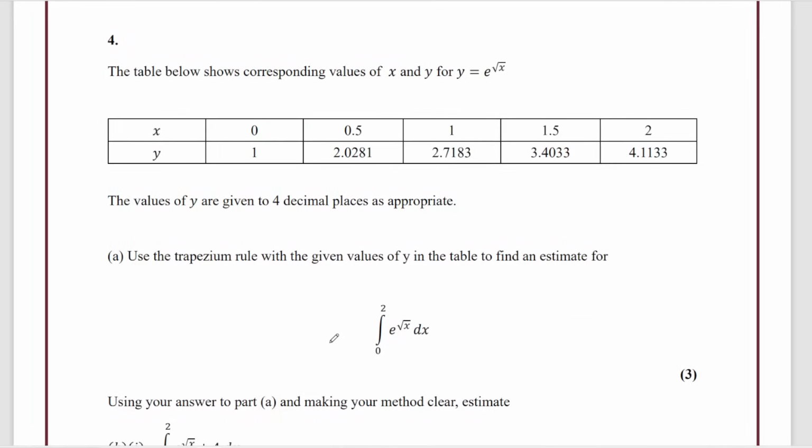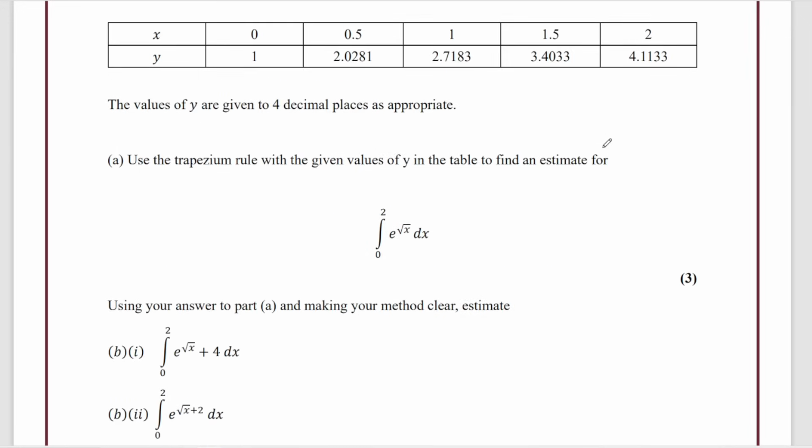Moving on to question 4 then, where we have the table below which shows corresponding values of x and y for y equals e to the power of the square root of x. So we've got our table of values here for x and for y, and we're told that the values of y are given to 4 decimal places as appropriate. Now for part A, all we want to do is use the Trapezium Rule to find an estimate for this integral here.